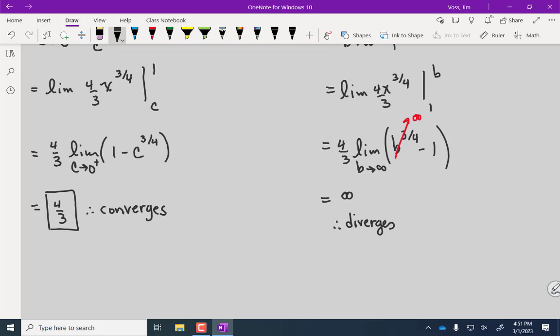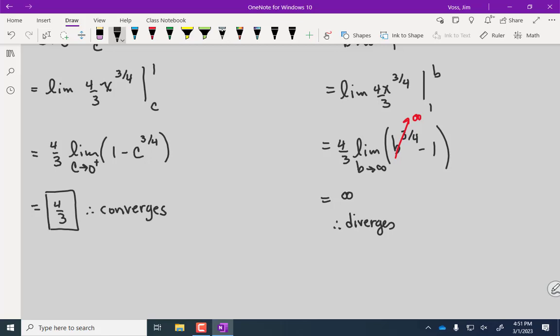That means that the function is continuous at that value, and when the function is continuous at that value, the limit and the value are the same. For a continuous function, the limit and the value are the same. Does that make sense to everybody?